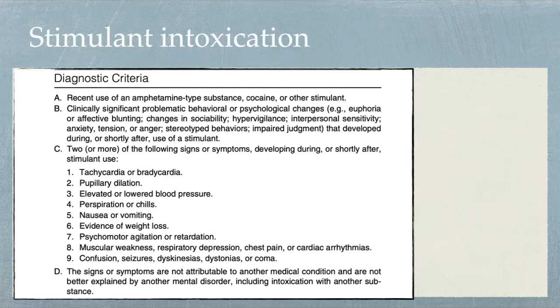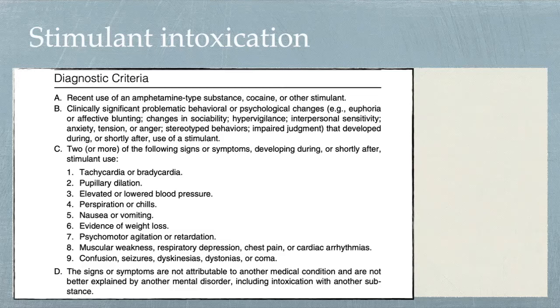Okay, now I would like to move to the second group of substances, which is the stimulant intoxications. This group mainly includes cocaine and amphetamine. When a person is intoxicated with stimulants, with either amphetamine, cocaine, or other stimulants, the individual must have 2 or more signs and symptoms described here, which are the effects of stimulants.